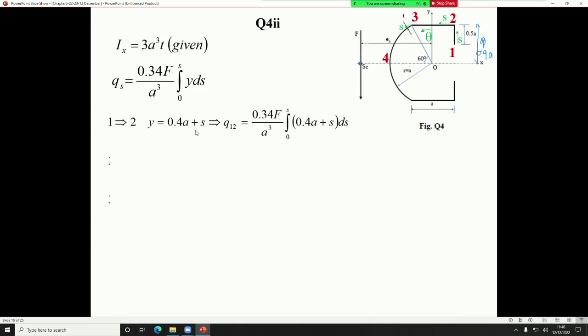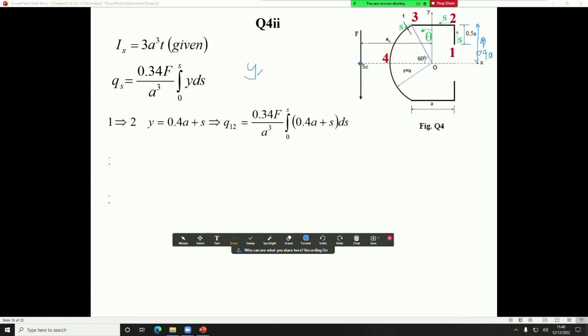Any problem with this relation here? If you have difficulties, the way I've done it, you can just say y is equal to a multiplied by s plus b. We have two unknowns. I can say at s equal to 0, y is equal to 0.4a. So from there I can find either a or b, and the second one is at s equal to 0.5a, y is equal to 0.9a.